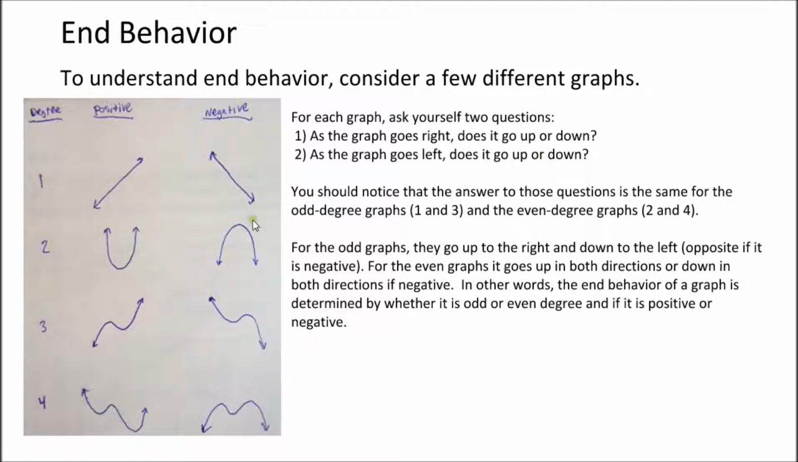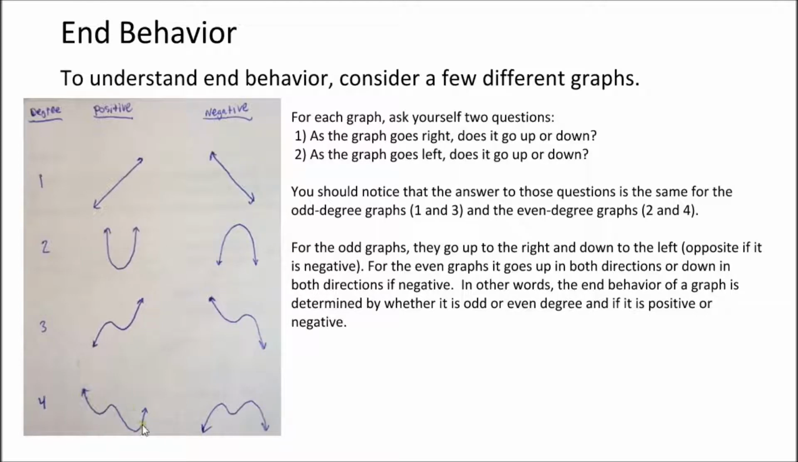Now, what I'm talking about over here is that you should notice a pattern with the odd degrees going up to the right and down to the left if they're positive. See, this goes up to the right, down to the left, same as this. And if they're negative, down to the right, up to the left. And the even degree functions go the same. If they're positive, they both go up, or if they're negative, they both go down.